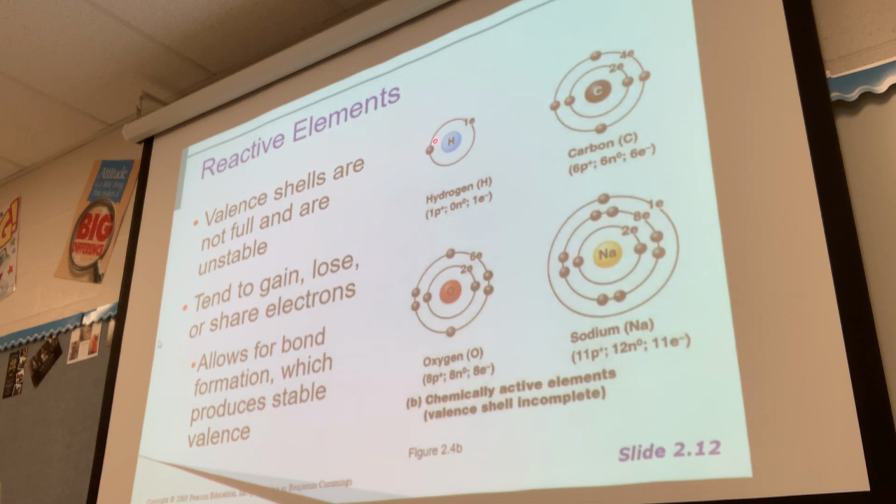So here's hydrogen. Hydrogen only has 1 electron, but he can hold 2. So he wants to get another electron somehow in that ring. Carbon is really unique because carbon can actually form 4 bonds because his outer shell can hold 4 more. So he can fit 4 more electrons, which means he can form a couple extra bonds there.